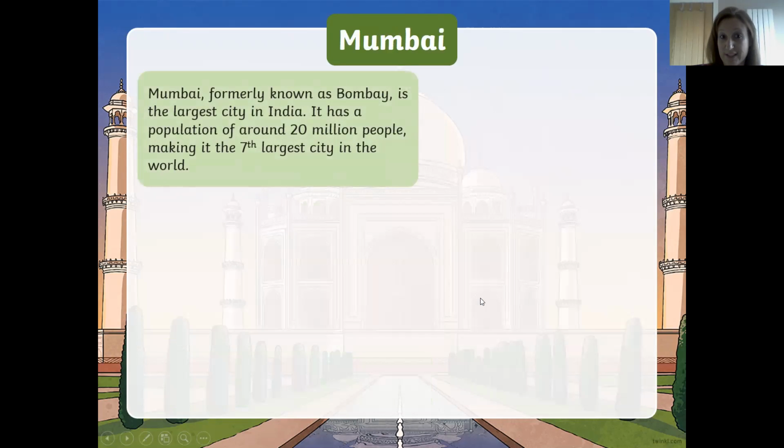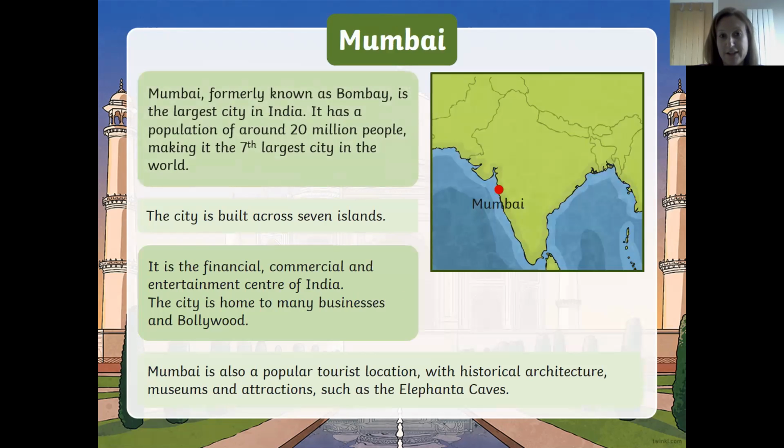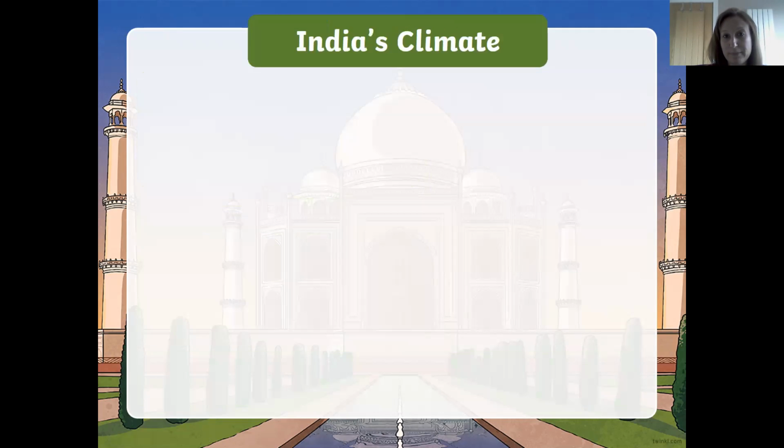Although the biggest city in India is Mumbai, with 20 million people. It's apparently the largest city in India and the 7th largest city in the entire world. So although there's 10 million less people living there, it's the largest city.